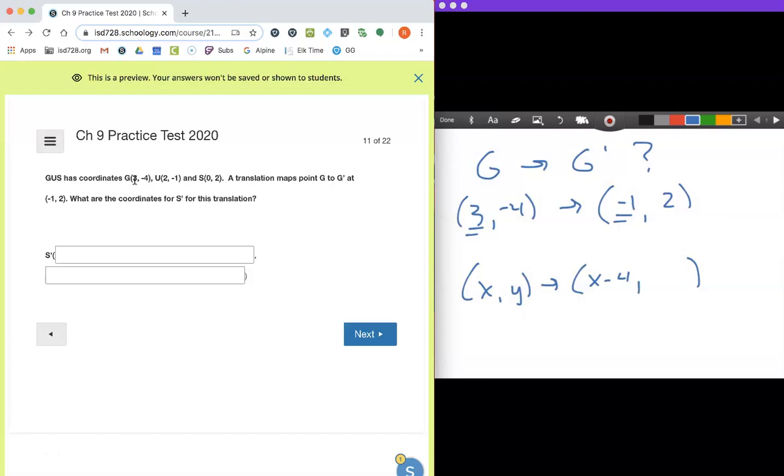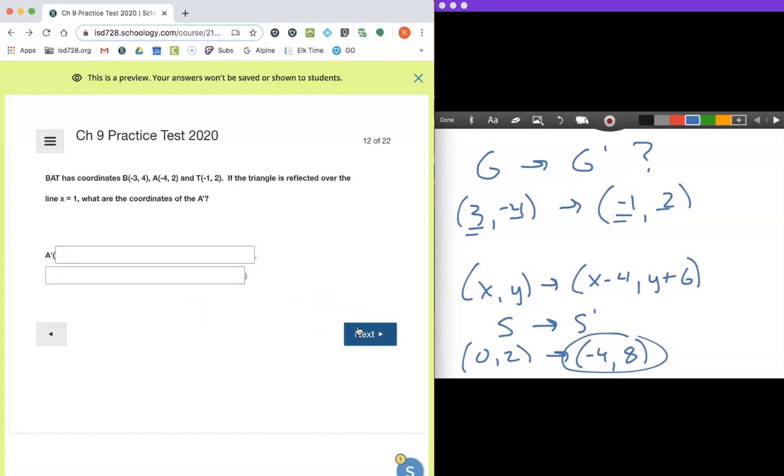The way to get from negative 4 to positive 2 would be to add 6. So that's going to be the rule. Now I'm going to use that rule to get from S to S prime. So S is at 0, 2. I'm going to do the rule on S, which is subtracting 4 and adding 2, which is negative 4, positive 8. So negative 4 would be my X, and positive 8 would be my Y.